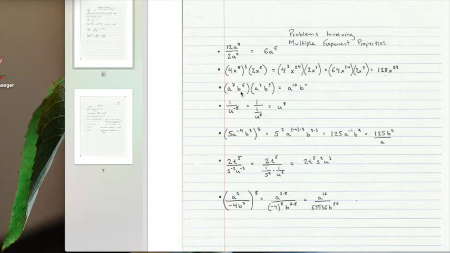Okay, I can do a similar thing. b to the 6th, b to the 5th. Multiplication with the same base. 6 plus 5 is 11, leaving me with a to the 10th, b to the 11th.